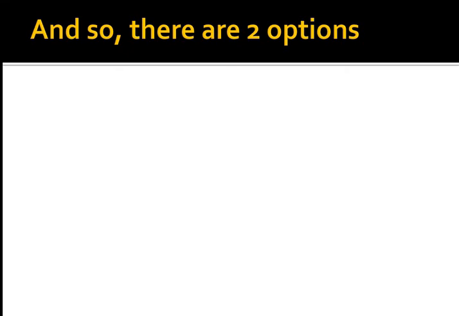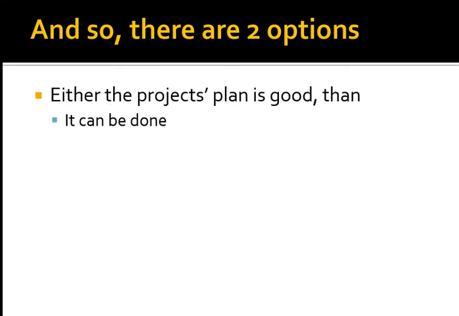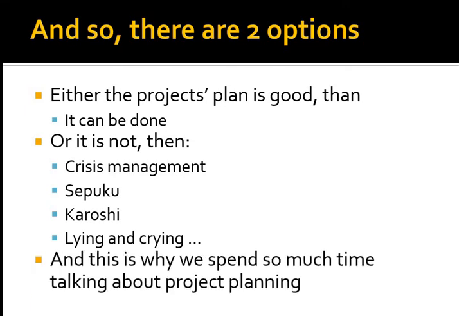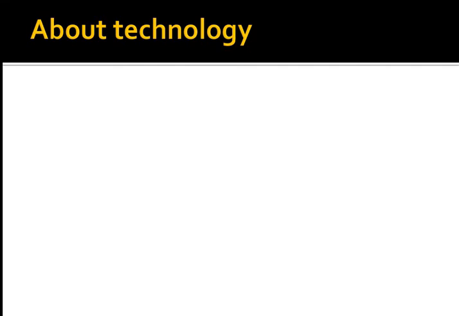So there are two options. I mean, either the plan is good, then you can do it, even though you might have to make changes, whatever. Or the plan is not good. Then well, lying and crying is the least drastic situation, as you can see. As you can see, crisis management is also not that good. And this is why we spent that much time on planning. Having said that, we need to make some remarks on technology and projects.